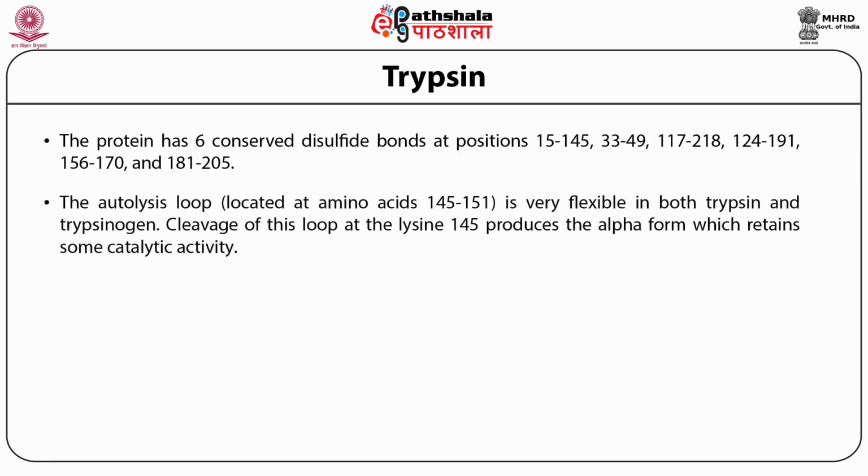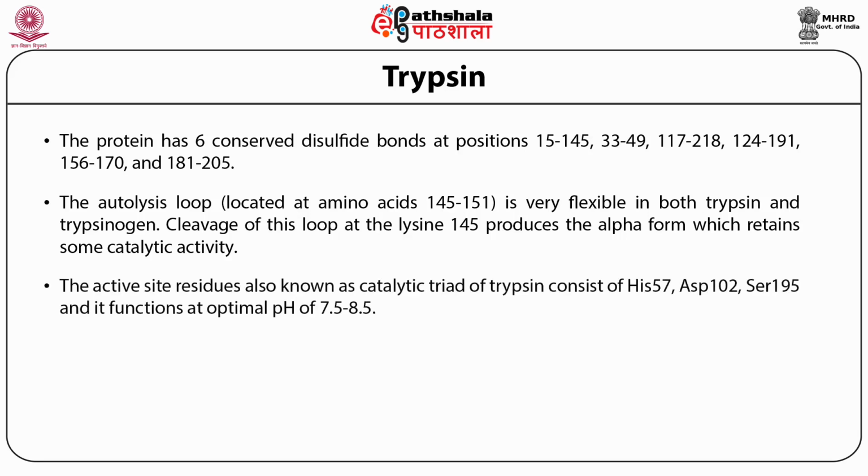The autolysis loop located at amino acid 145 to 151 is very flexible in both trypsin and trypsinogen. Cleavage of this loop at lysine 145 produces the alpha form, which retains some catalytic activity. The active site residues, also known as catalytic triad of trypsin, consist of histidine 57, aspartic acid 102, and serine 195. It functions at optimum pH of 7.5 to 8.5.